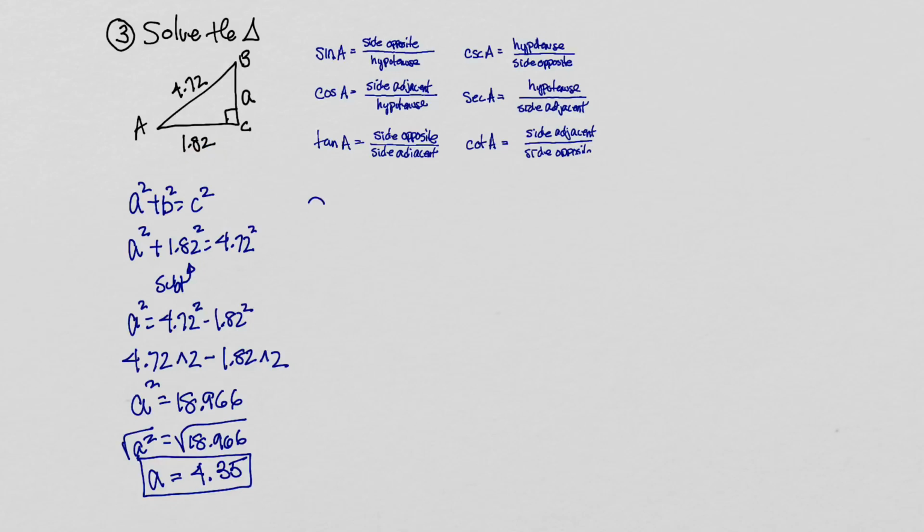So we're going to have that the cosine of A is equal to, now this is a cosine, here it is, the side adjacent, that's the 1.82, divided by the hypotenuse, which is 4.72. Now we actually want A, so A is going to be the angle whose cosine, the inverse cosine of 1.82 divided by 4.72. This is the stuff we did in the last section.